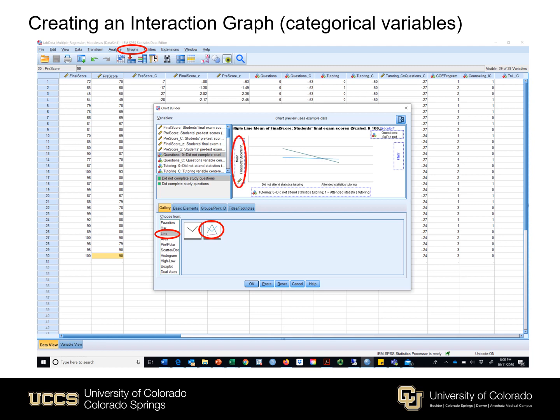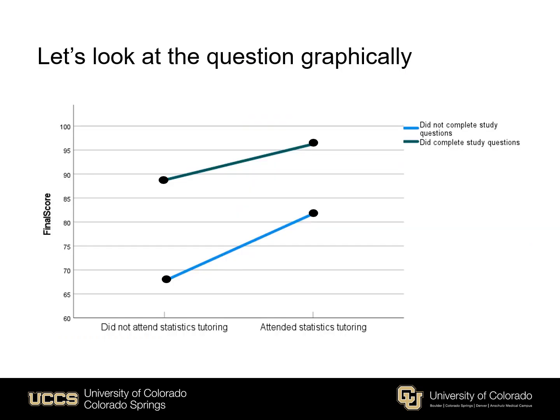Once we've done that, we can select the final score variable from our variables list and drag that to our y-axis, then grab our tutoring variable and drag that to the x-axis, and then finally grab our questions variable and drag it to the set color box. So in your SPSS output, you should have a line graph similar to this. I've cleaned mine up a bit, just removing some extraneous information for clarity. But I think that we can inspect these graphs and learn a little bit about the interaction effect.